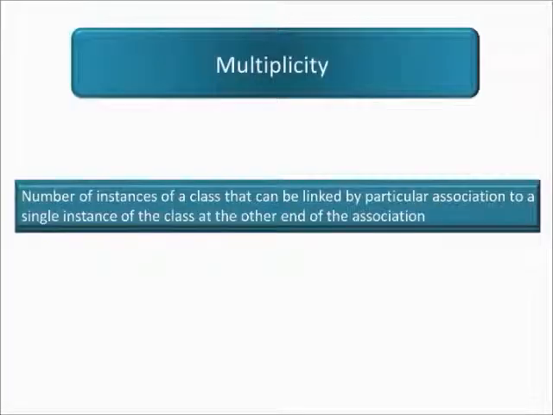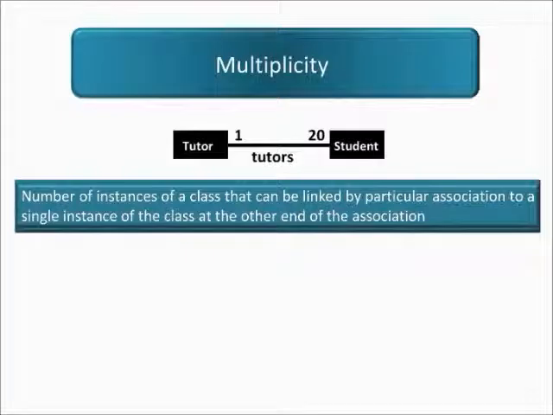The number of instances of a class that can be linked by a particular association to a single instance of the class at the other end of the association is known as the multiplicity of the association at that end. For example, suppose that each student on a particular course must have a single tutor and that each tutor must be assigned to 20 students. The multiplicities of a tutor association between the classes tutor and student would be shown as in the figure.